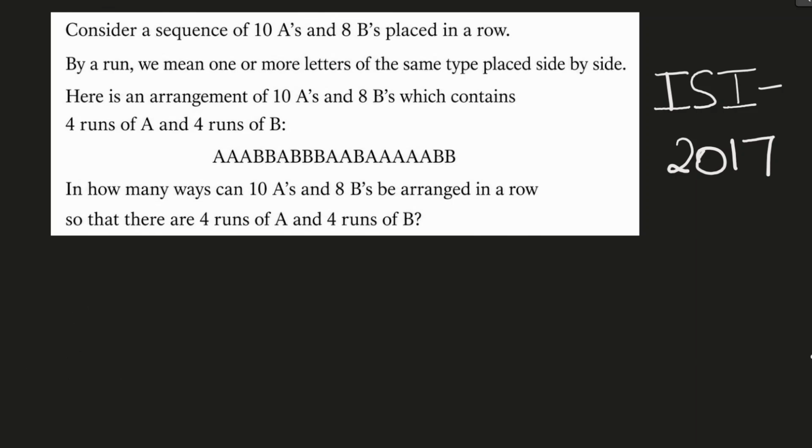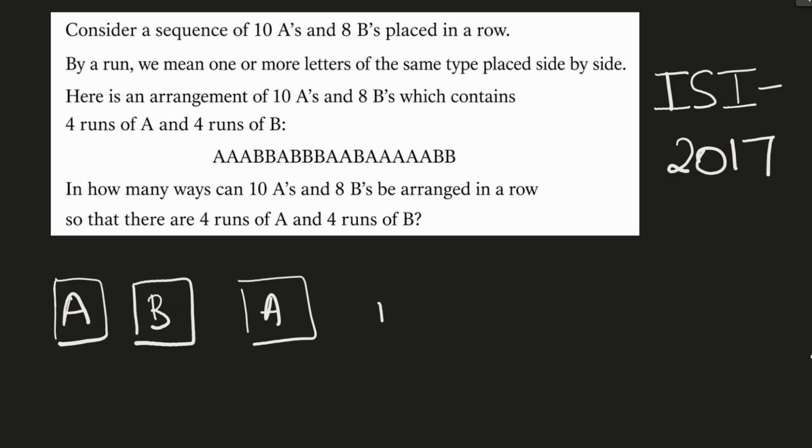Now it says that there has to be 4 runs of A and 4 runs of B. So let's take 4 blocks of A's and 4 blocks of B's. What I mean is, let this be one block of A. This block of A, since we have assumed it to start with A, again, as I said, we will consider the case when it starts with B as well. And now another block of B, another block of A, another block of B, and so on until we get 4 blocks each.